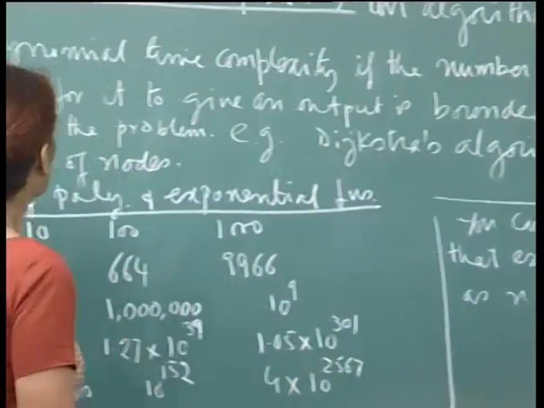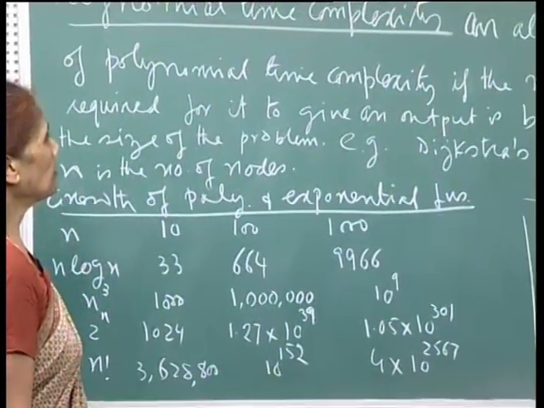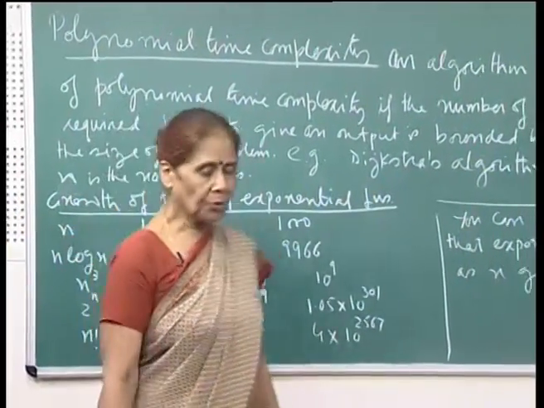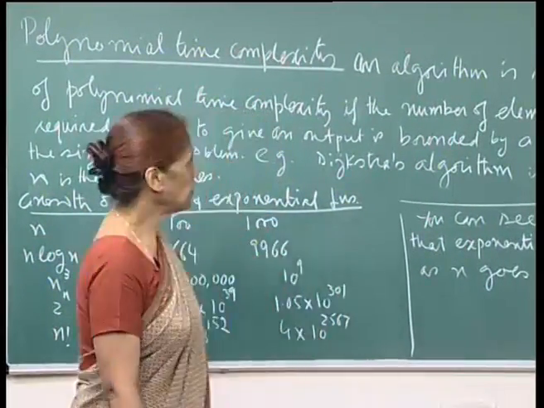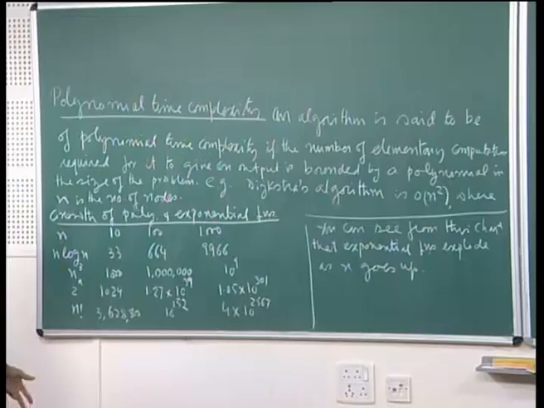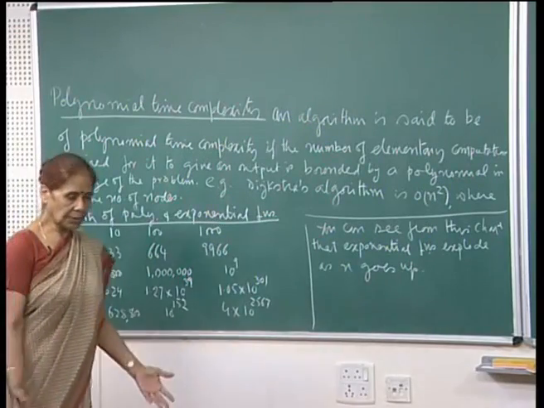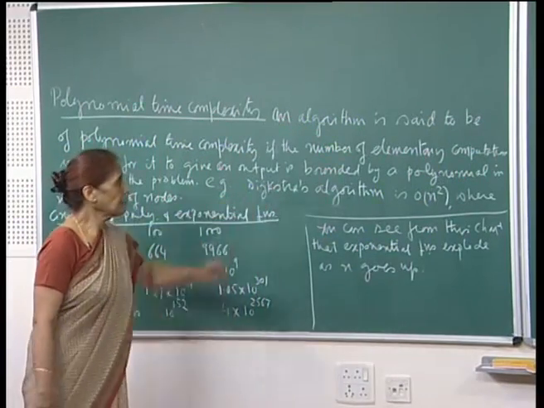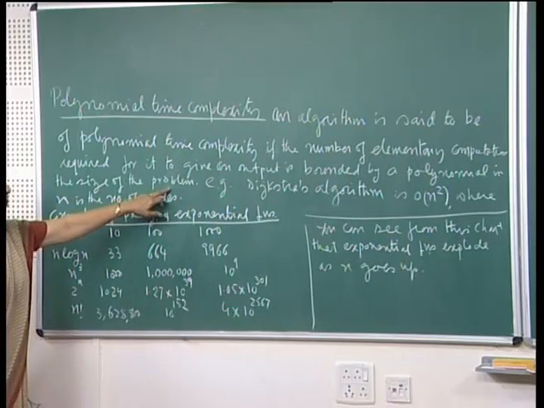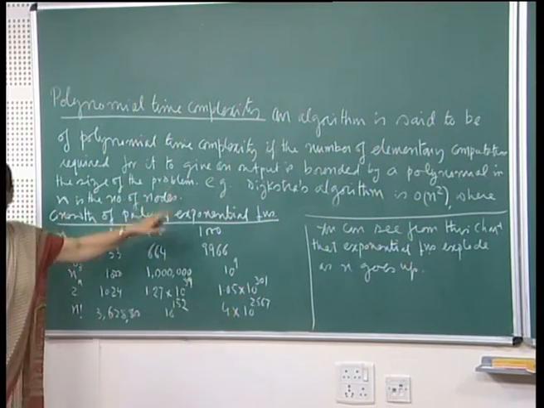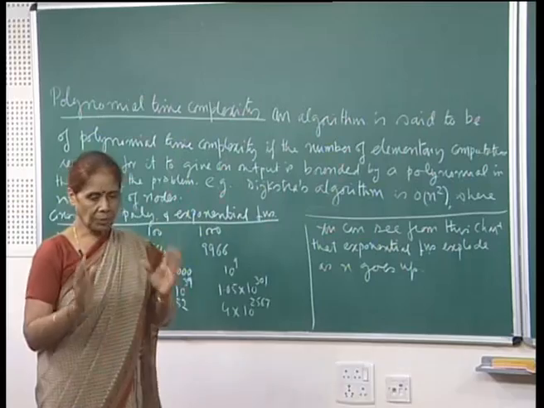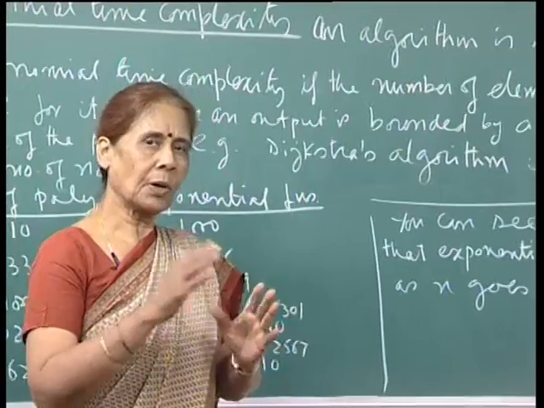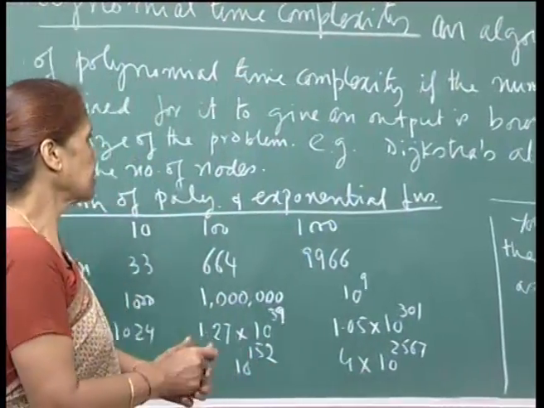As I said, an algorithm is said to be of polynomial time complexity if the total number of elementary computations that are required for the algorithm to complete its run or give an output is bounded by a polynomial in the size of the problem. Okay. So, the total number of elementary computations required will be a number which is bounded by a polynomial in the size of the problem.